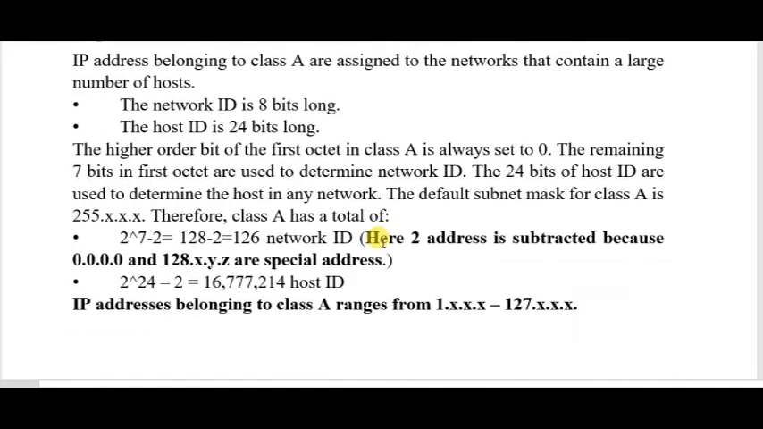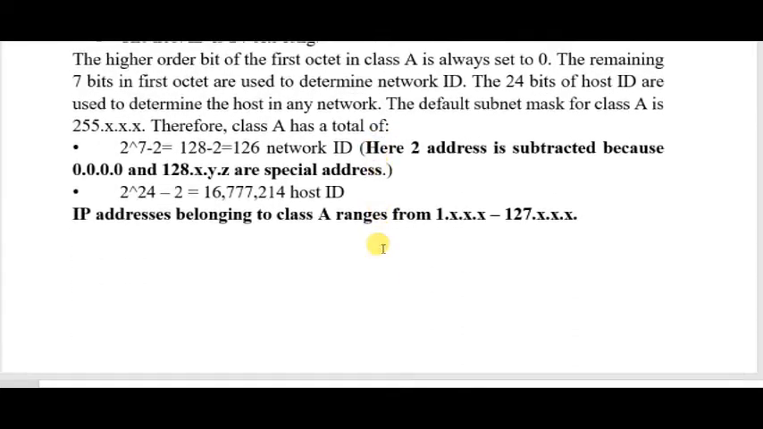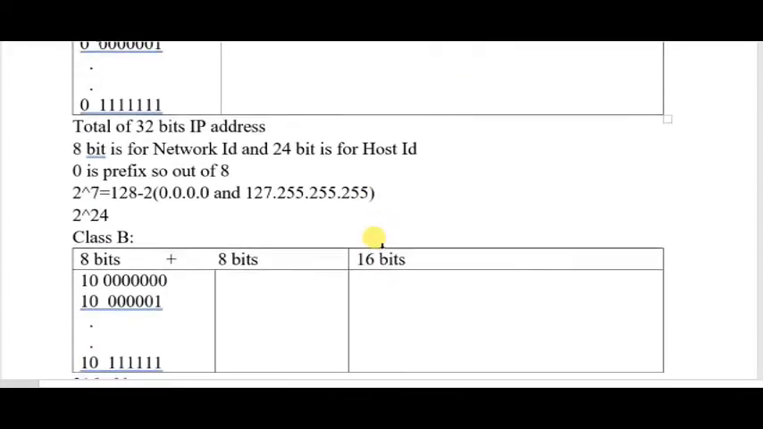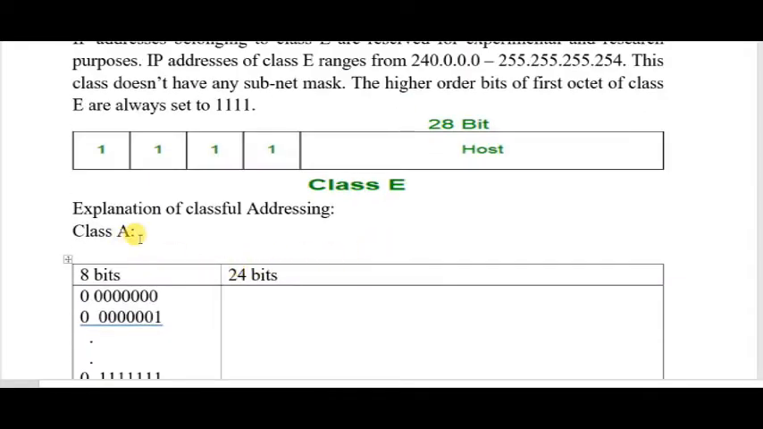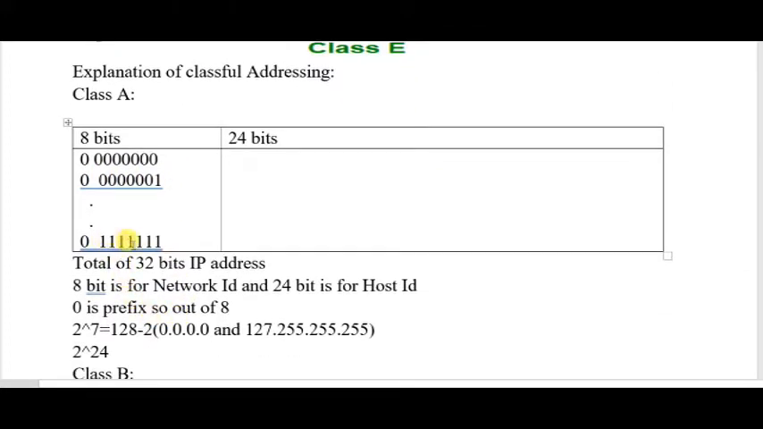Let me clear here in the explanation. See here the class A, we can divide the class A into 32 bits. First is 8 bits and then 24 bits. 8 bit is network ID and 24 bit is host ID. Here the first 0 is the prefix and the remaining, how many bits are there? 7 bits. So 1, 2, 3, 4, 5, 6, 7. That means we'll start from 7 zeros and then 0000001 till all the numbers are 7 ones. We will do it like this.